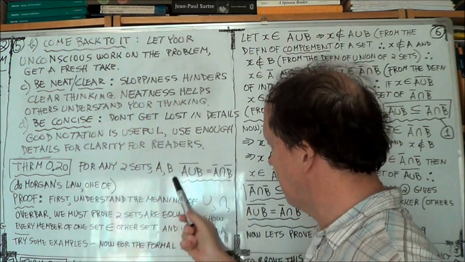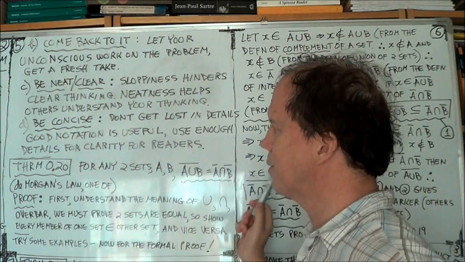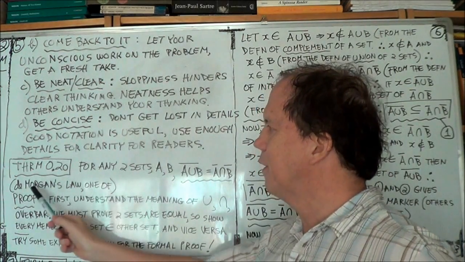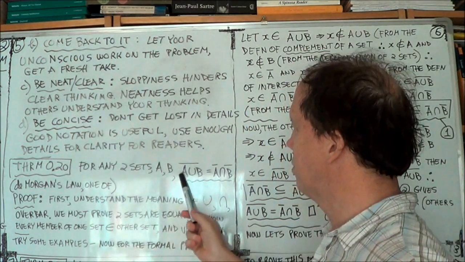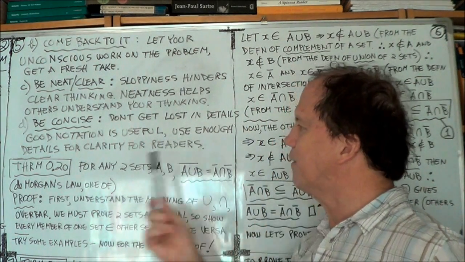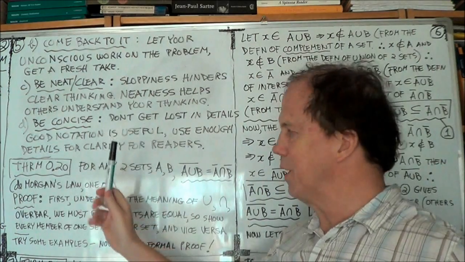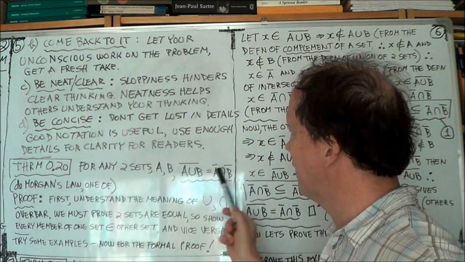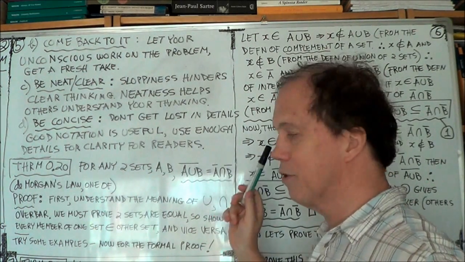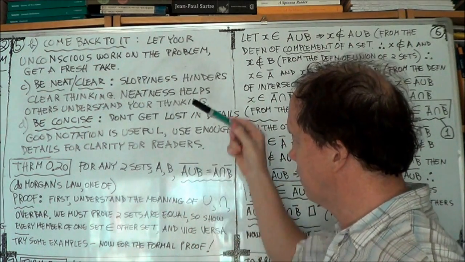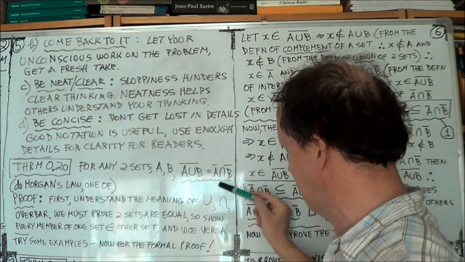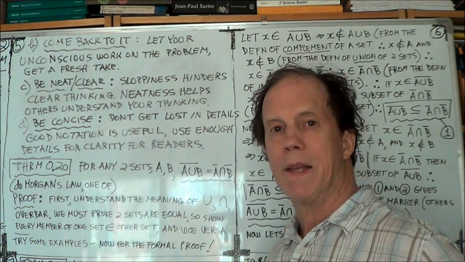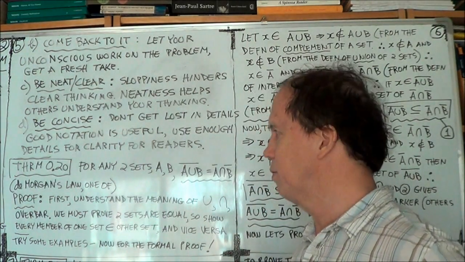In fact, this theorem statement is one of De Morgan's famous laws involving two sets. If you don't know what this is, don't worry about it too much. Just concentrate on this set, and you have to prove that they're equal. That for any two sets A and B, this equals this. That's the statement. Now we have to go about proving it.